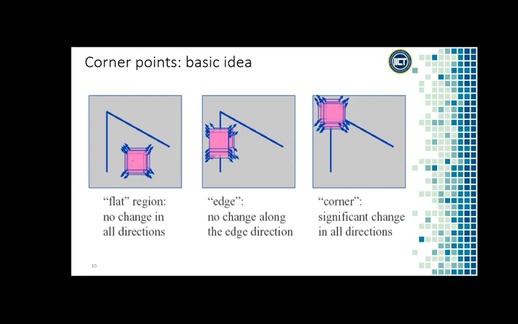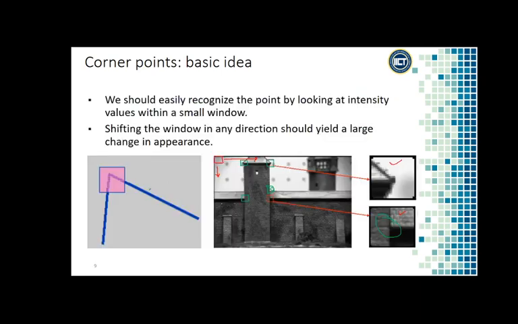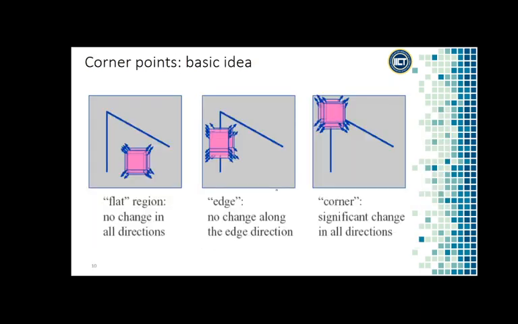So as I already told in the homogeneous section, like this section or this section, they have a flat region like here. This is the flat region. There is no change in any direction. So they are homogeneous regions.